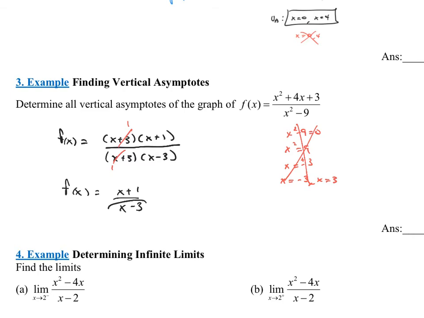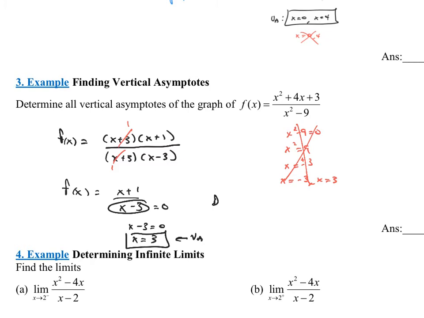All we do is set the denominator equal to 0. That's where this function would be undefined. So I set x minus 3 equal to 0, which gives me x equals 3. This is my only vertical asymptote for this function. Again, had I done it the original way, I would have gotten negative 3 and 3, which is incorrect.